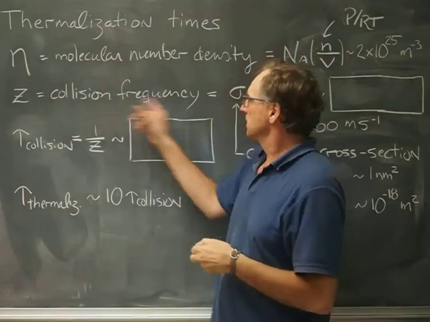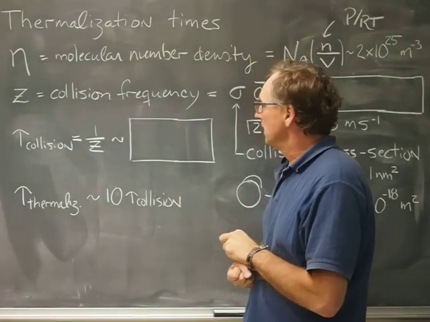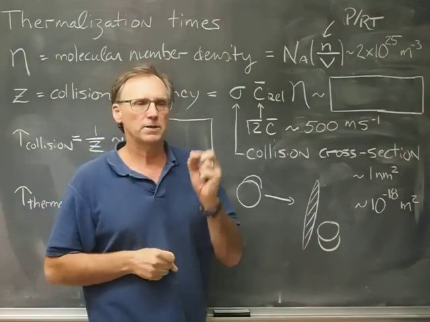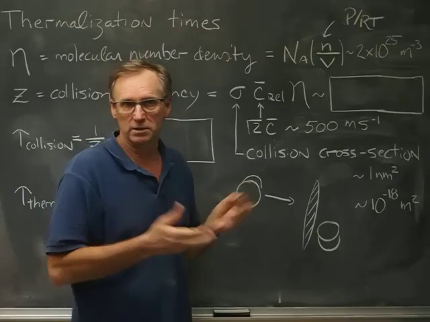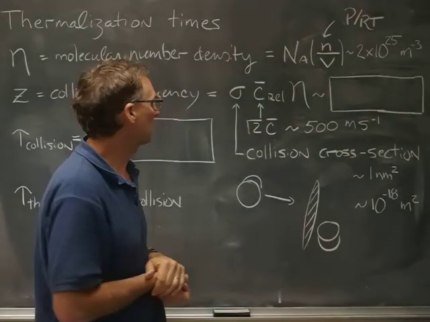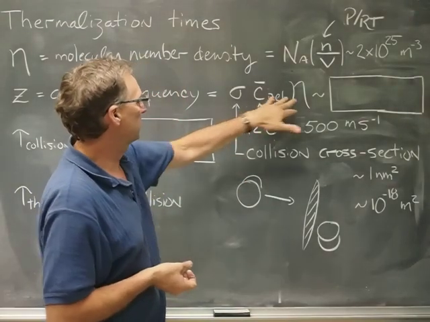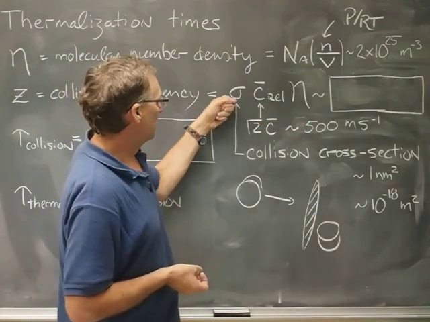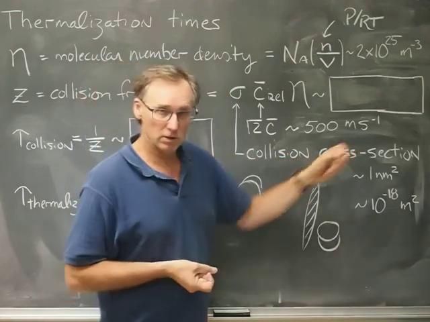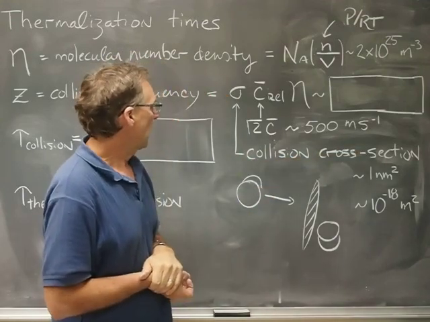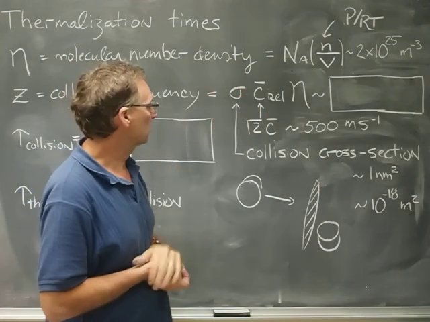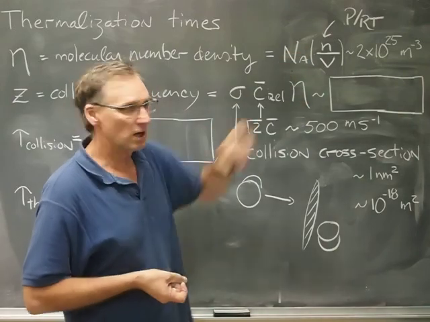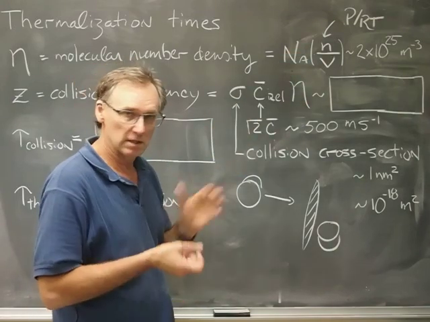So let's go to this Z, the collision frequency. The idea here is I've got a gas molecule in this room. How many collisions per second does it experience with other molecules in the room? Your text derives this formula. It says that the collision frequency Z is sigma, which is called the collision cross-section, times how fast molecules are moving relative to each other, that's C bar rel, times this quantity that we just got, which is the number density of gases in the room.